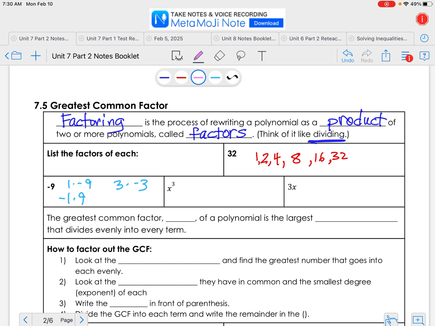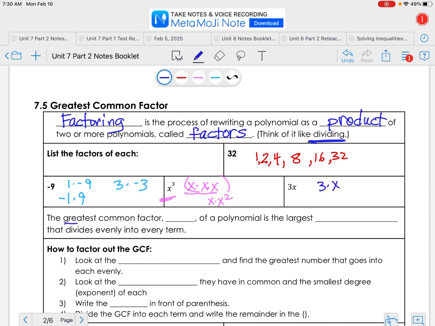So let's look at factors of a variable, of a monomial. What are the factors of x to the third? Well, x and x and x. If you factored it, it would be x times x times x. So what could we say? We could say x times x to the second. And that's really all we could say. We could say x times x times x or x times x to the second. And then we have 3x. What are the factors? 3 and x.